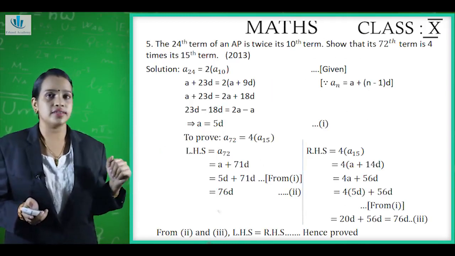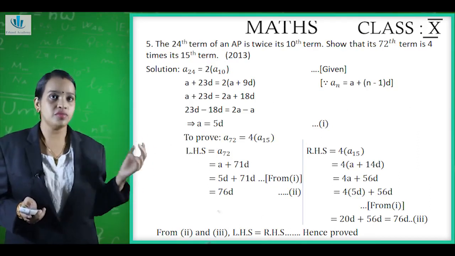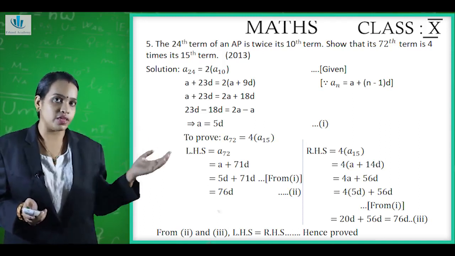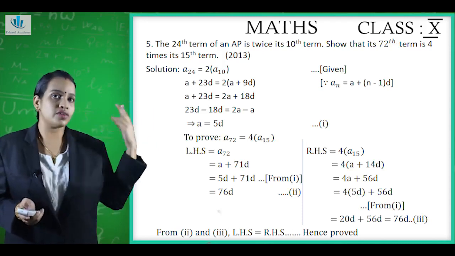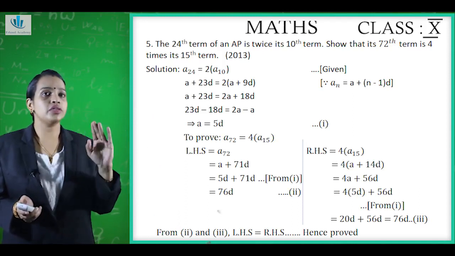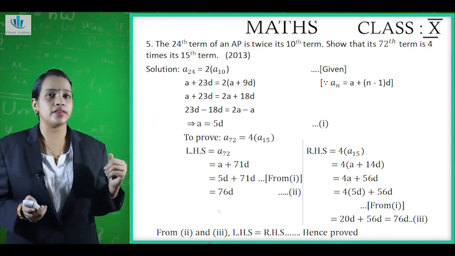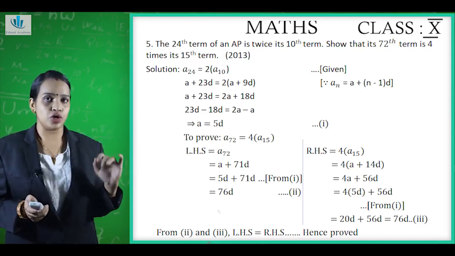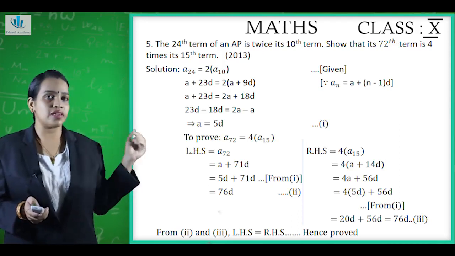Now the next question is, the 24th term of an AP is twice its 10th term. Show that its 72nd term is 4 times its 15th term. The question says that the 24th term is twice its 10th term, and here we have to prove that the 72nd term is 4 times its 15th term. Now this question has appeared in the year 2013. In the question it is said A24 is equal to 2 times A10. This is already given in the question, so we will write it as given.